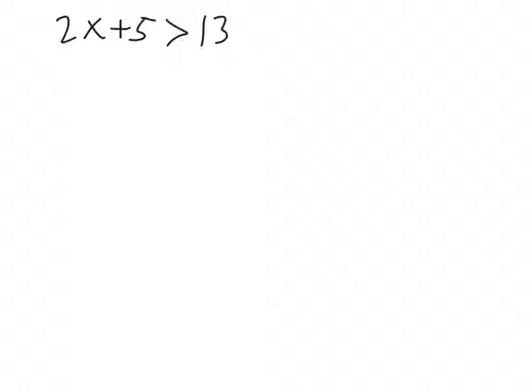First step, just like any normal equation, we want to subtract 5 from both sides. So we have 2x plus 5 minus 5 is greater than 13 minus 5. And that is true because of the subtraction property of inequality, which I'll label SPI.